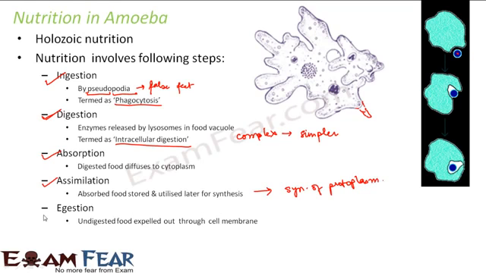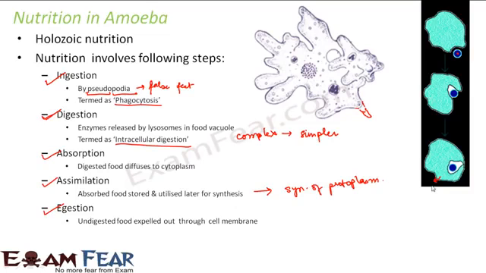And the last one is egestion. Undigested food is expelled out through the cell membrane. Let us suppose this blue colored object is the food. Whatever is digested will be in the cytoplasm and then will be assimilated. But the remaining undigested part will be excreted out through the cell membrane. How? The cell membrane will get ruptured and then the undigested food will come out, and the cell membrane will soon get repaired as well.